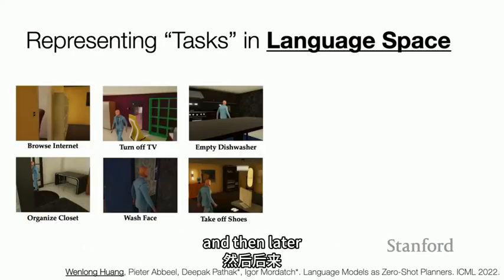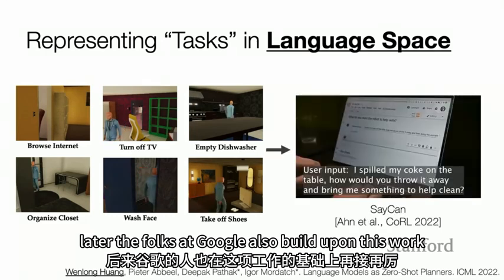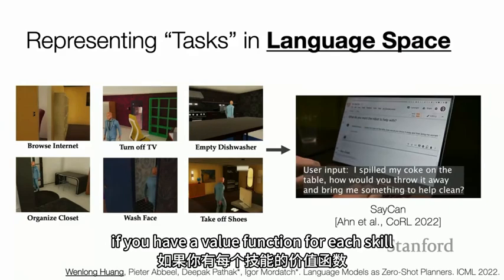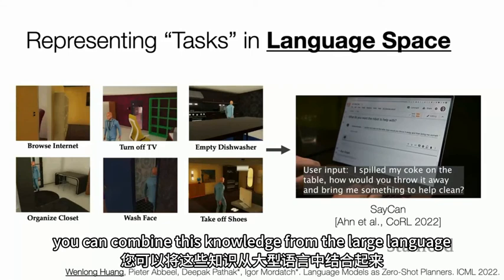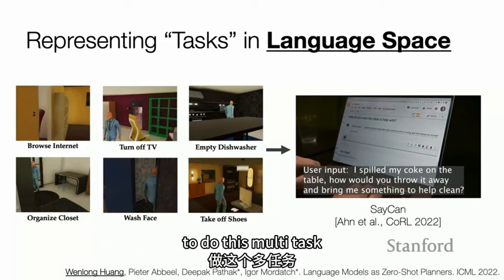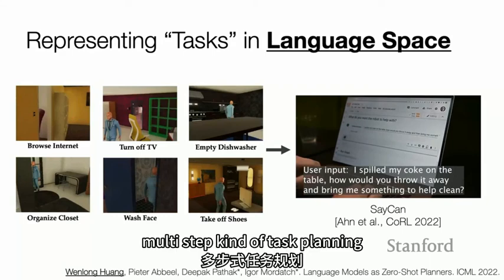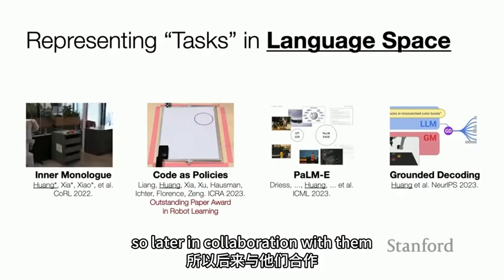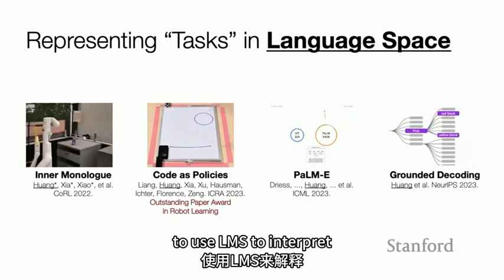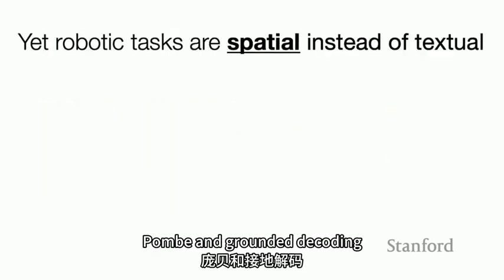Later, in this simulation environment, the folks at Google also built upon this work to introduce SayCan, where they introduced the concept that if you have a value function for each skill, you can combine the knowledge from the large language model and the value function for each skill to do multi-step task planning. Later, in collaboration with them, we together introduced a series of work building on similar ideas to use LLMs to interpret and represent robotic tasks, like Inner Monologue, Code as Policies, PaLM-E, and Grounded Decoding.